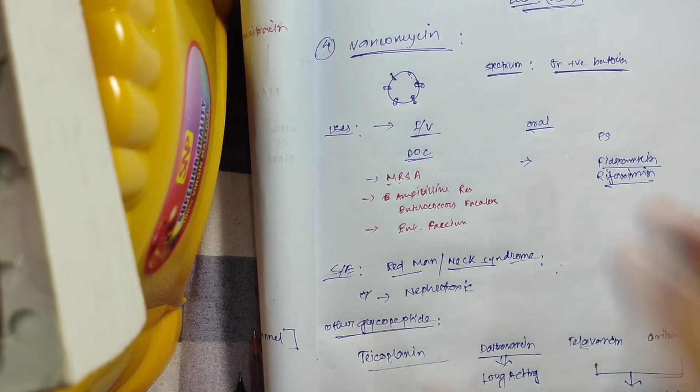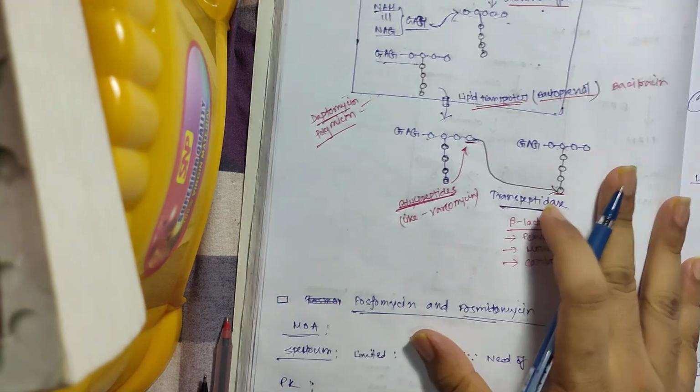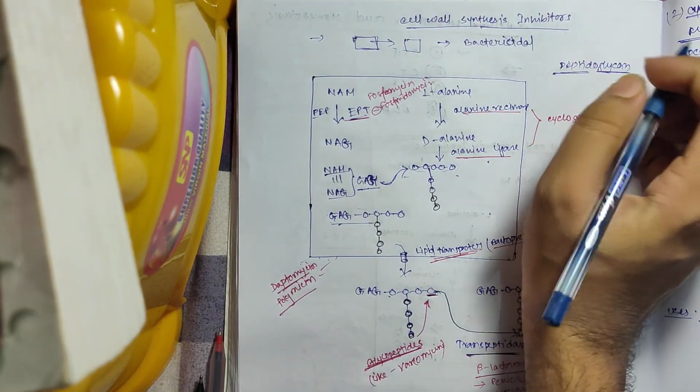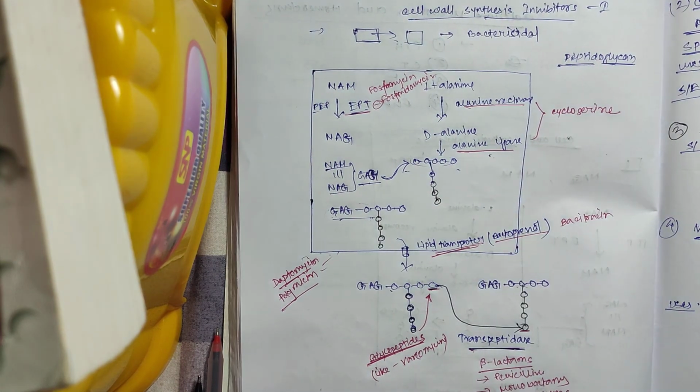Thank you. This is the first part of the cell wall synthesis inhibitors, the very first part, because a lot of parts are left. So I'm coming in the next video.